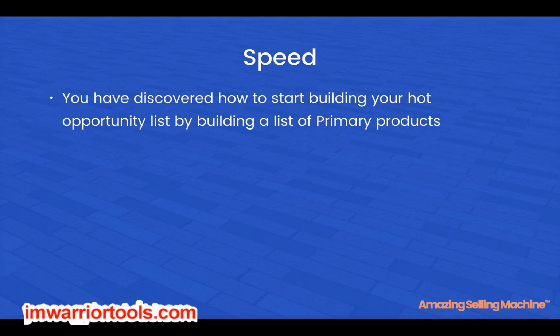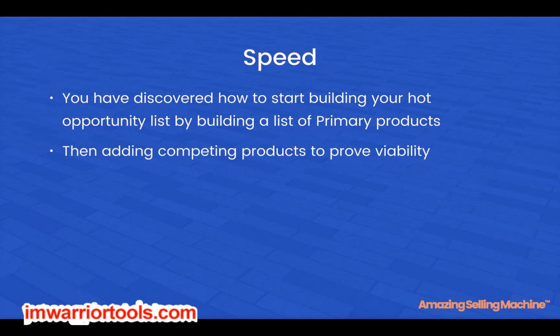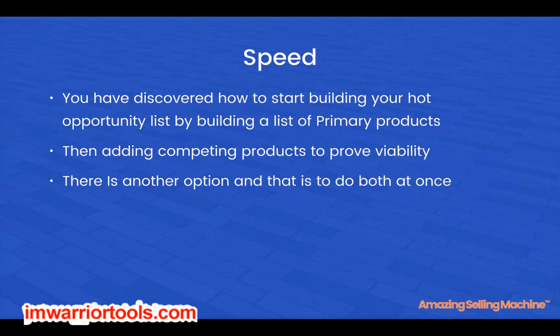So you have discovered how to start building your hot opportunity list by building a list of primary products and then adding competing products to that list to prove viability, and then either keeping or deleting the primary products. Now there is another option, and we have mentioned it before, and that is to do both at once. Most, but not all, find it faster.